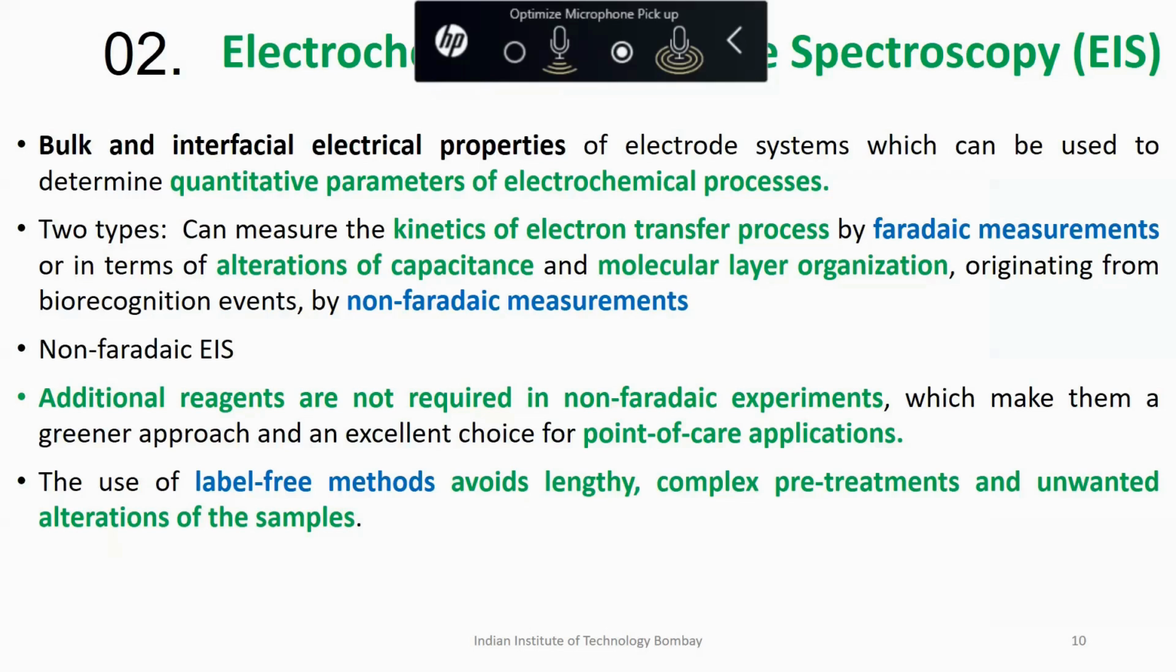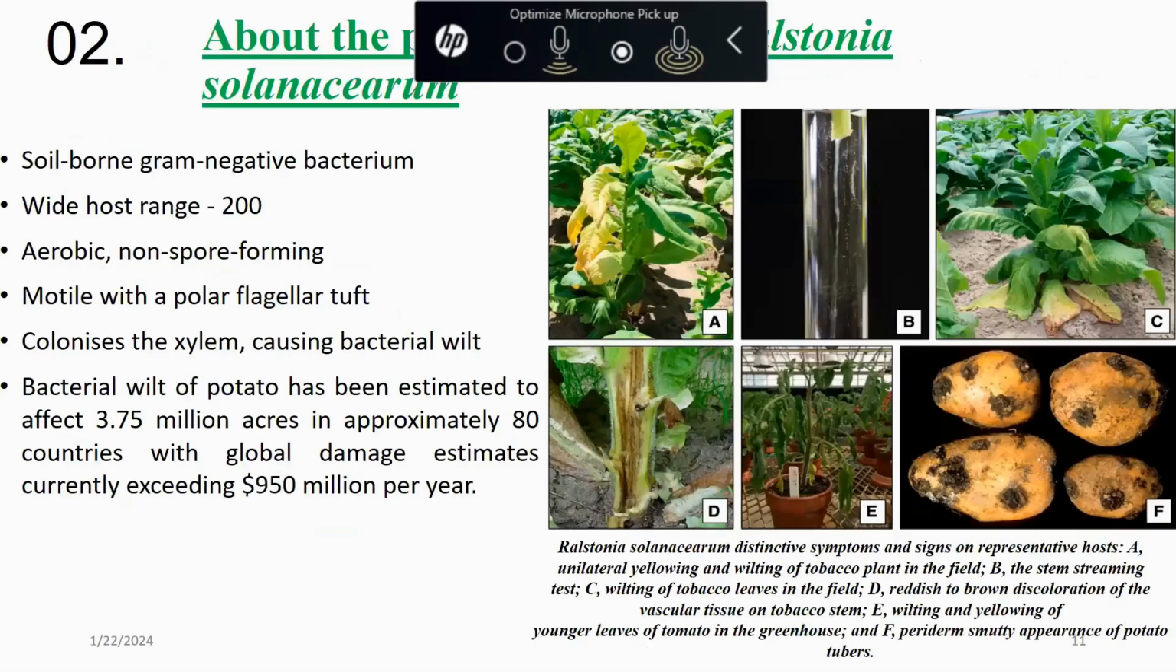Faradaic reaction makes use of redox ions, and so that would need you to add certain additional reagents, not making it much simpler. Whereas a non-faradaic approach will not measure the kinetics of the reaction, but will be able to measure if there is any molecular layer organization or change in capacitance. And here you can have your buffers and simple solutions for which you can run the experiments without any redox ions or requiring any other additional reagent preparations.